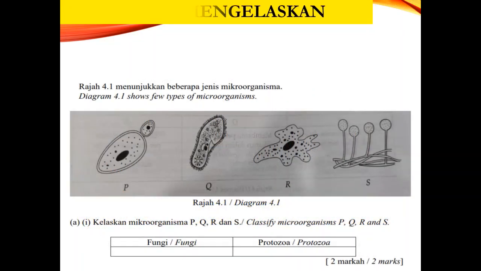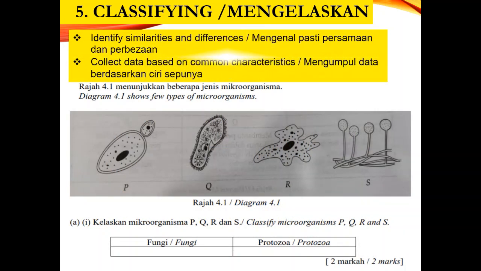Next, we move on to another science process skill, that is classifying. Okay, so classifying means you need to identify the similarity and also differences, and then you need to collate the data based on the common characteristic. So for this example, you need to know these four types of microorganism. So P is the yeast, right? And then Q is the paramecium, and then R is amoeba, and then X is the mucor. So you need to classify it into groups of fungi and also protozoa.